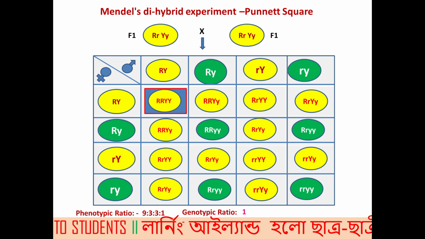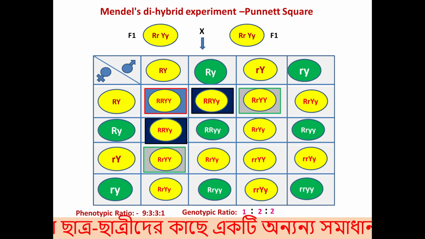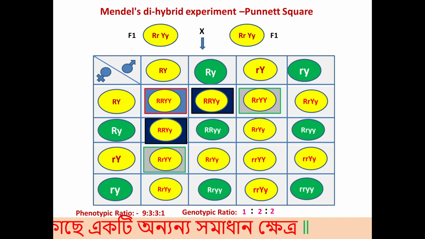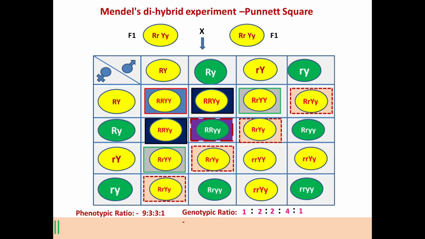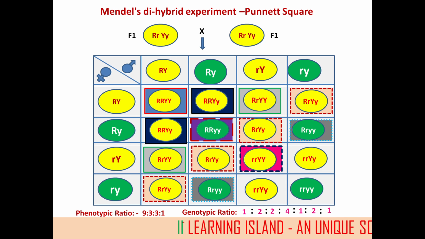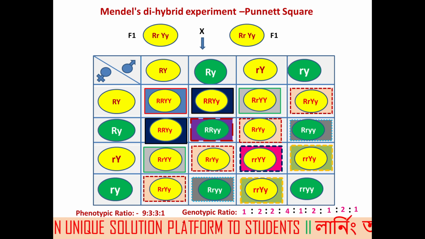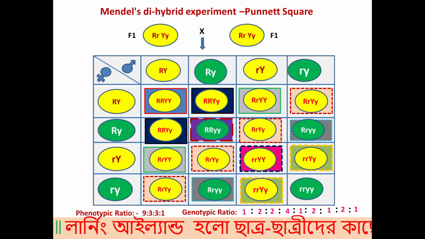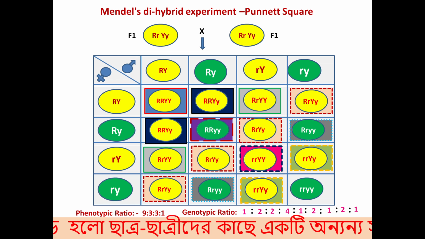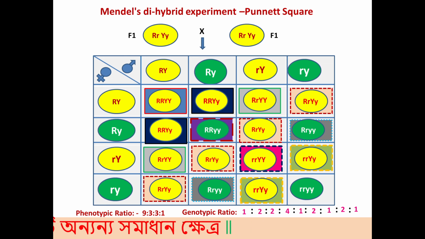So again I am showing you, going back, genotypic ratio 1, so 1. Again 2 are similar, so 1:2. Again more 2 are similar, so 1:2:2. More 4 are similar, so 1:2:2:4. Then again 1, again 2 are similar, so 2. Again 1, again 2 are similar, so 2. Last one is 1. So finally we have got 1:2:2:4:1:2:2:1:2:1. If we add all this, we will get 9:3:3:1. So total 16 are there. So this is called the Punnett square.